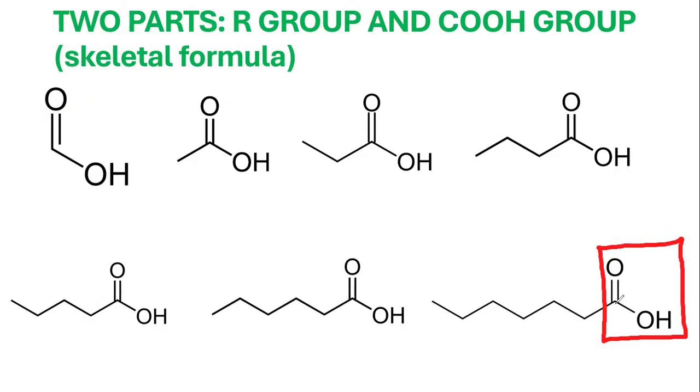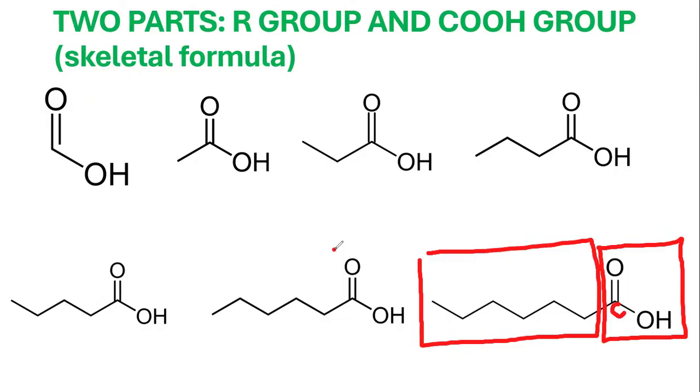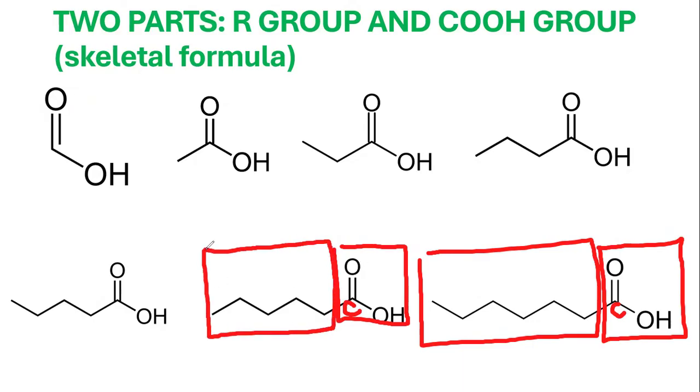Where you might say, well, where's the carbon? This is the carbon right here. We don't write it, but that's the carbon, COOH. So that's the carboxyl group, whereas this part is going to be the R group. Same thing right here. This is the carboxyl group, COOH, and this right here is going to be the R group.